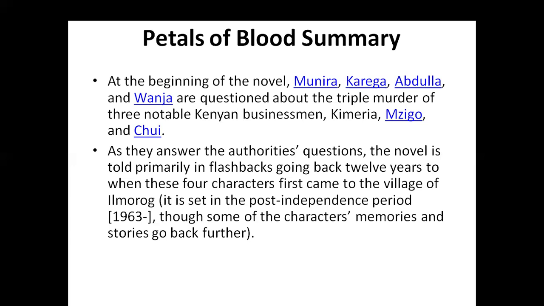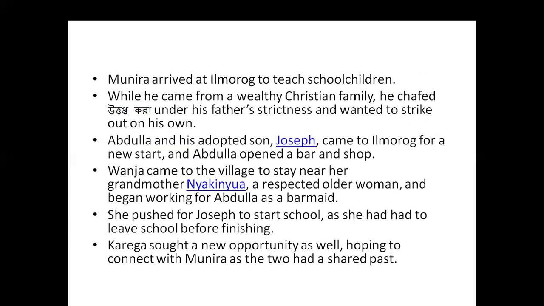So at the time of the revolution and after the revolution, the four characters Munira, Karega, Abdullah, and Wanja. Munira is male, Karega is male, Abdullah is male, but Wanja is female. These are the four main characters. So the story starts with the flashback. Munira arrived at Ilmorog.